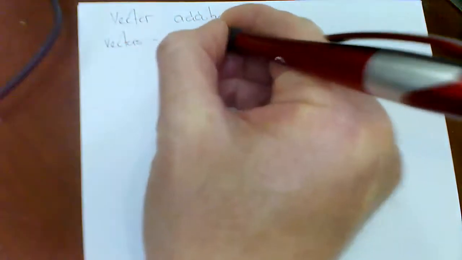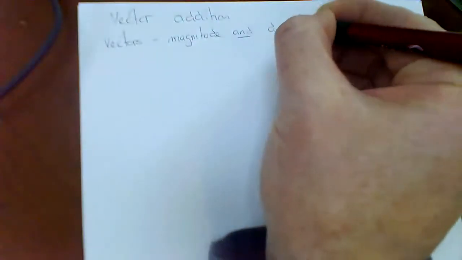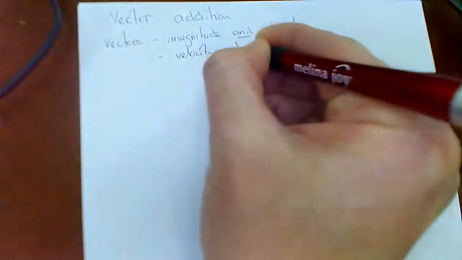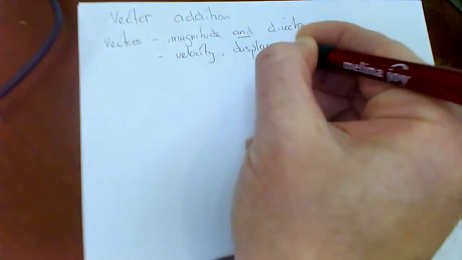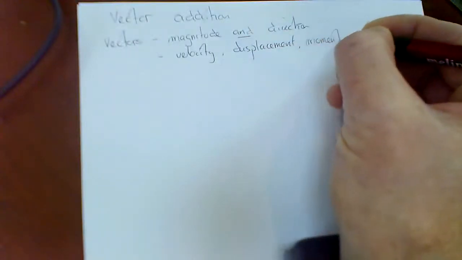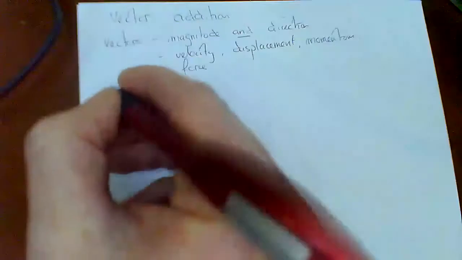So, looking at vector addition then, a quick reminder that vectors have magnitude or size and direction, and examples are velocity, displacement, momentum, force. There's lots of examples.